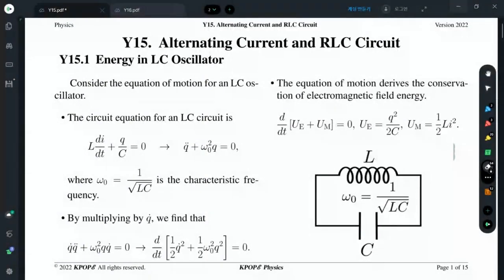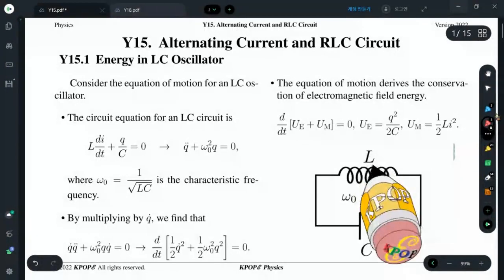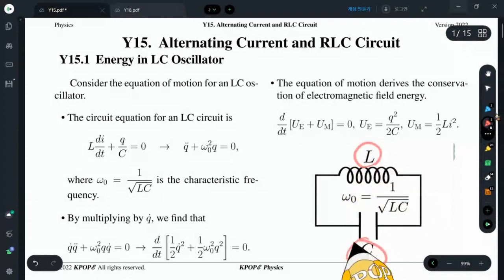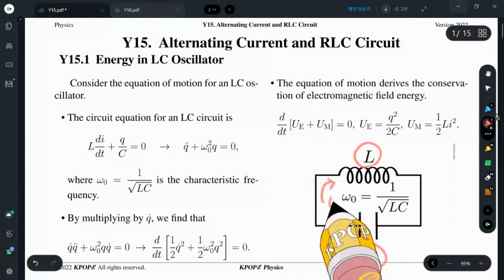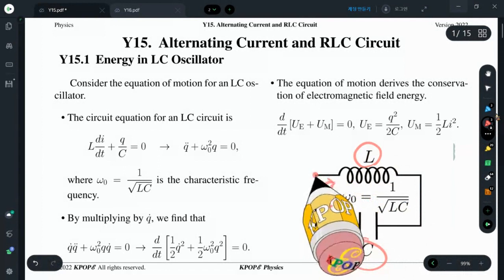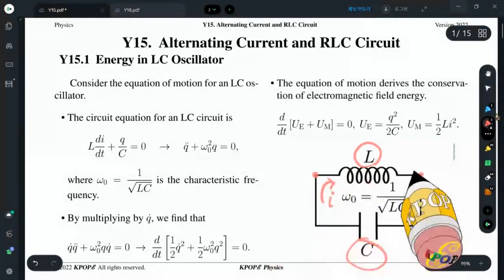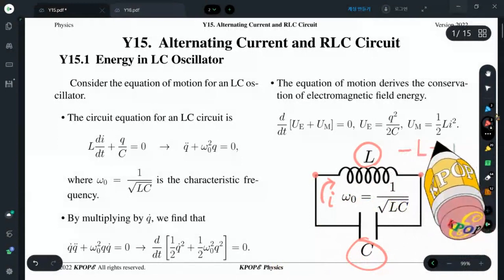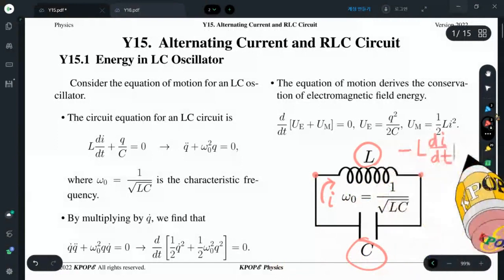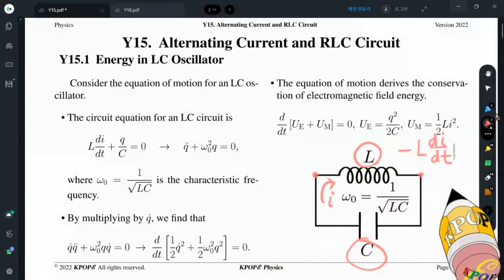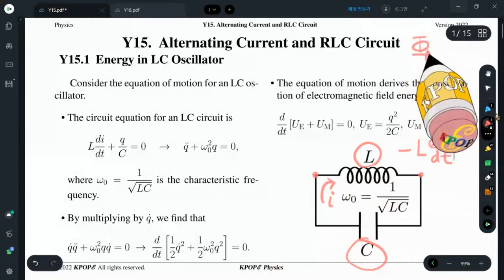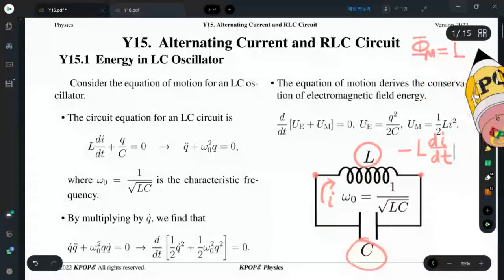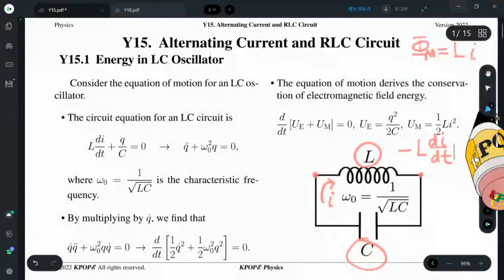Y15 alternating current and RLC circuit. So we first consider the LC oscillator. We learn that if a current I flows across an inductor, the potential changes like that. It is due to Faraday's law, where the magnetic flux is the inductance multiplied by the current.